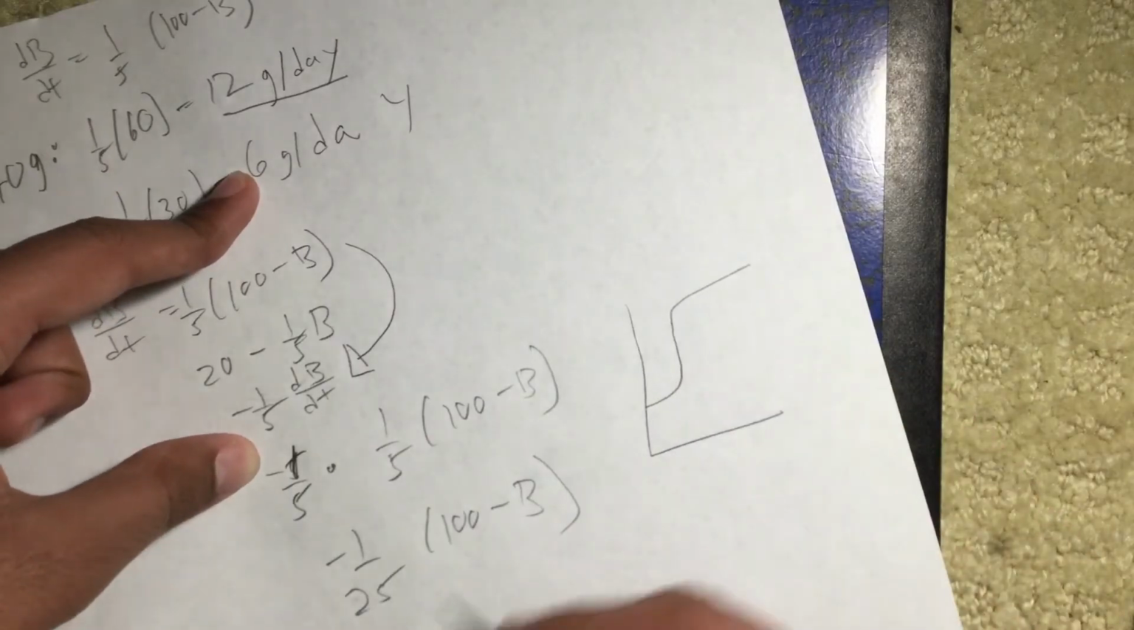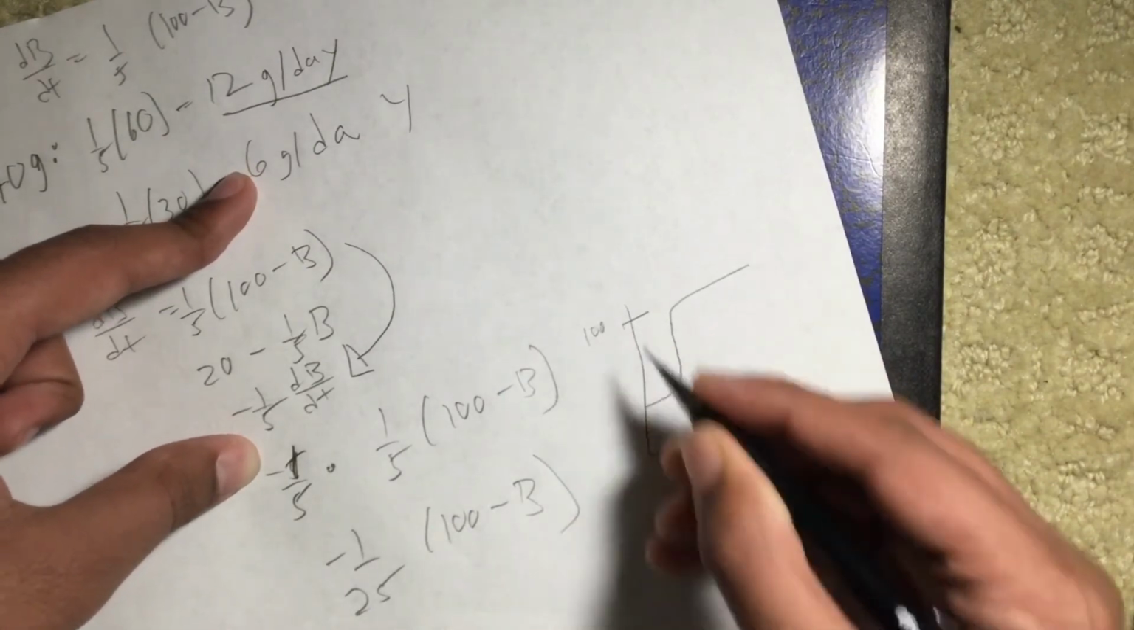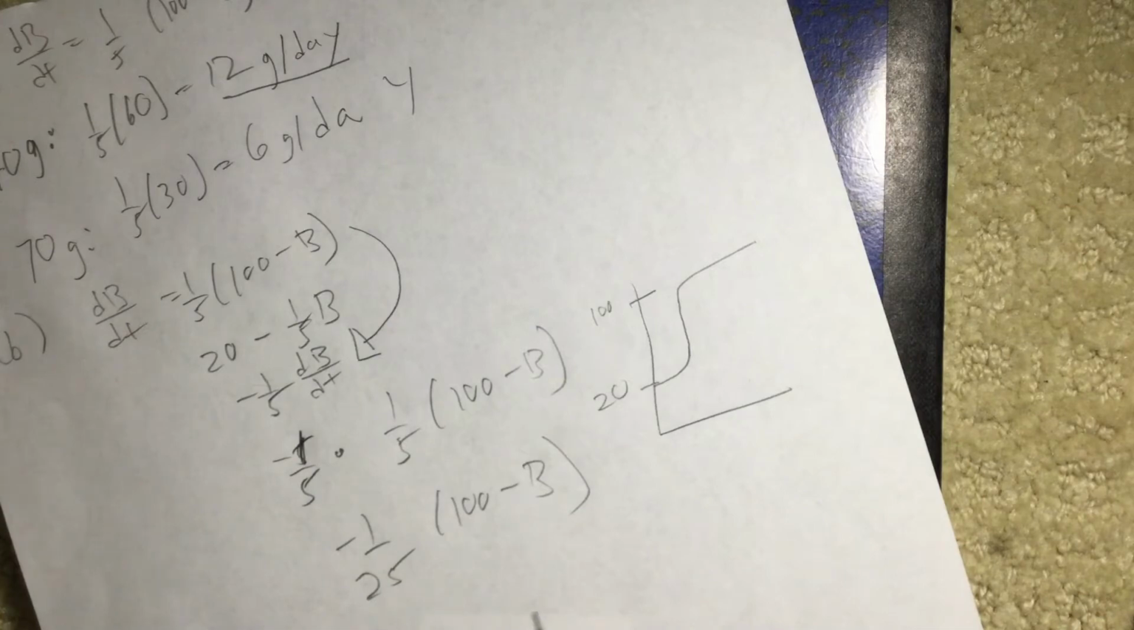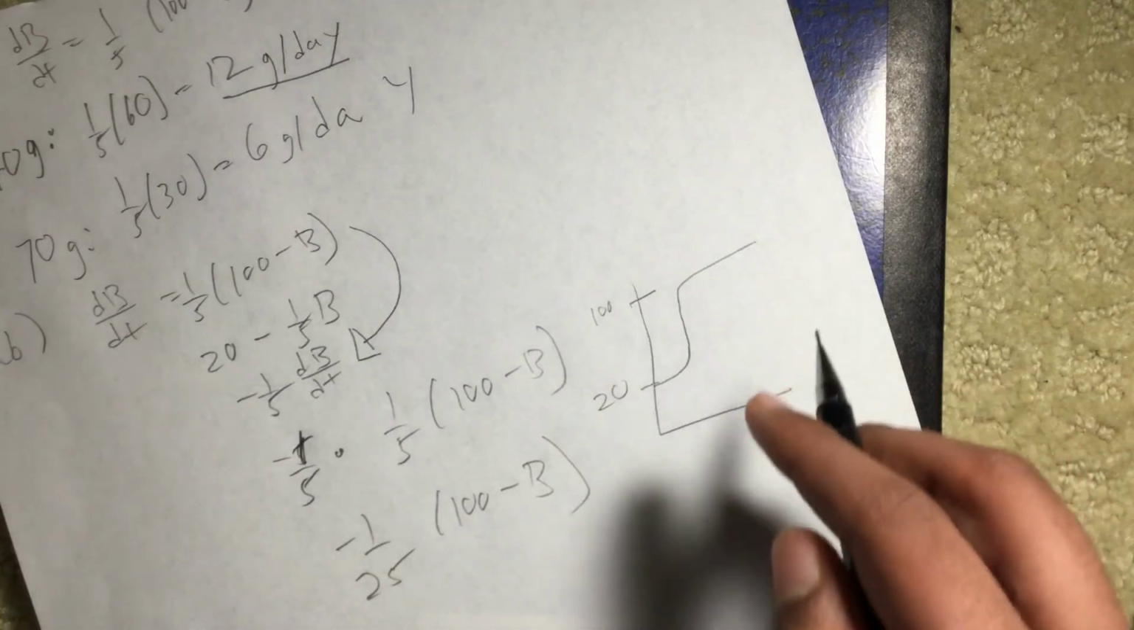So now that we have the second derivative, we have to figure out why the graph of B cannot resemble this graph. So the second derivative basically tells us about concavity. So what we're going to do is look at the concavity of this and determine whether that concavity could exist on this graph.